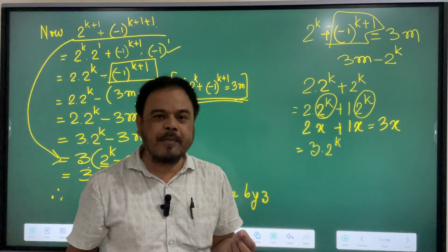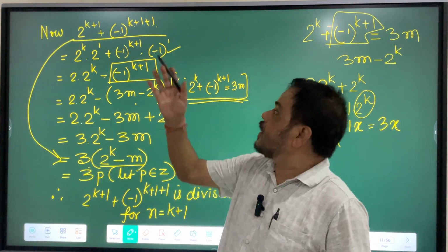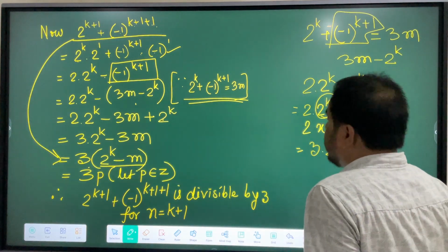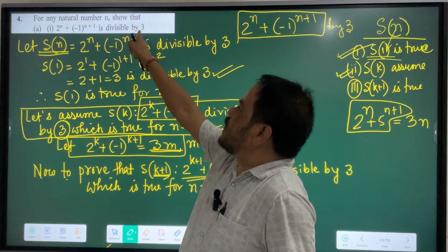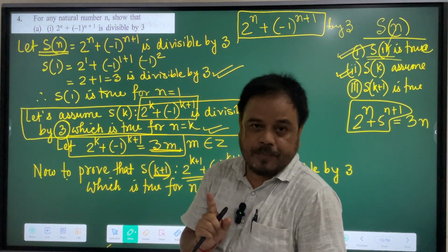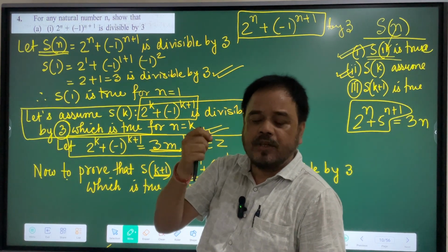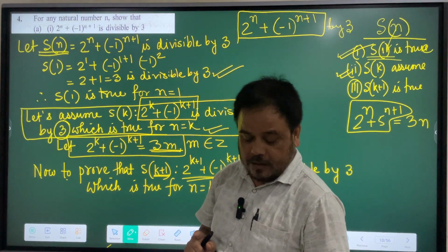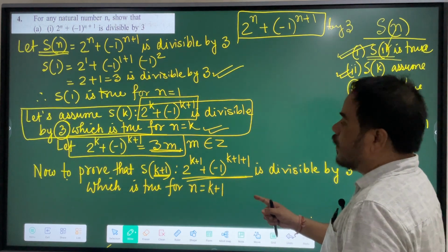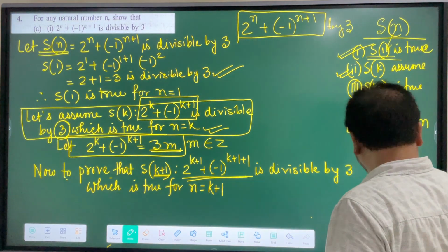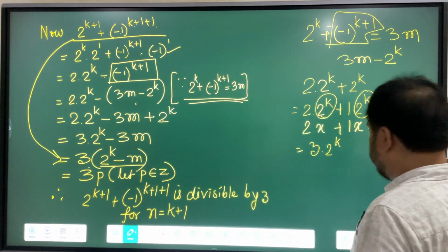If it is divisible by 5, we have to try to get 5 into something. In any question, if it is written divisible by 7, or here divisible by 3, we have to prove it is divisible by 3, so we will try to get 3 into something. If the question says divisible by 5, then we will try to get 5 into something. 5 into any integer will surely be divisible by 5. So what we are trying to get here? We tried to get 3m. Here we have got 3p, 3 into something, so that is divisible by 3.